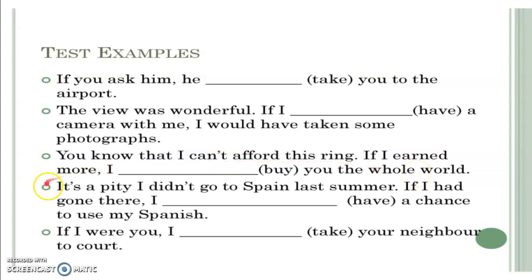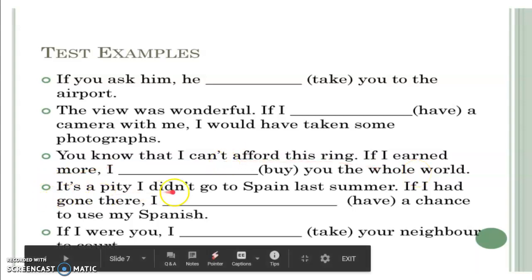okay. نبص على number 4, it's a pity I didn't go to Spain last summer. تمام، اهو خدت بالك احنا بنتكلم على past يا guys a situation. if I had gone there يبقى انت كده عرفت انت في third conditional. I what a chance to use my Spanish. طيب يبقى انا هستخدم ايه؟ I would have وهجيب ال past participle من have، يبقى I would have had. ناخد بالنا من الكلام ده.